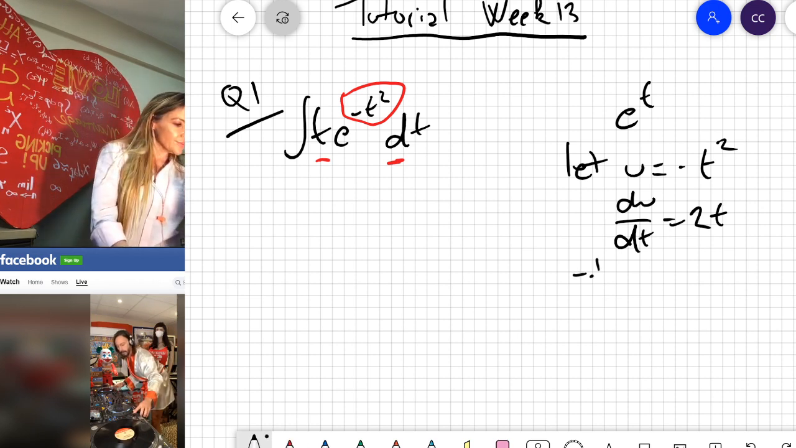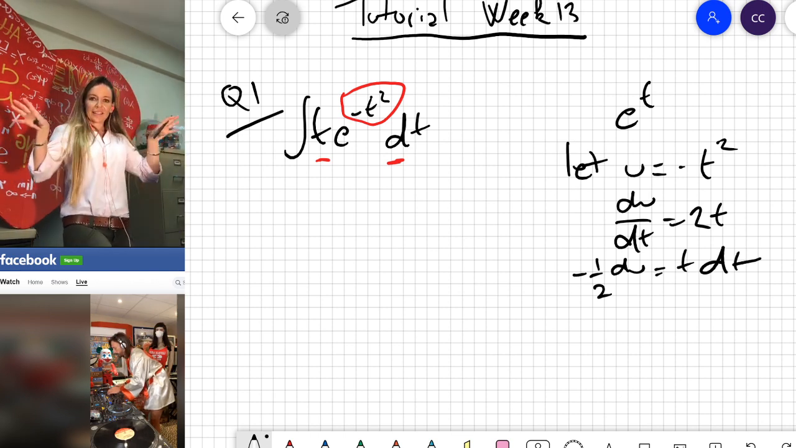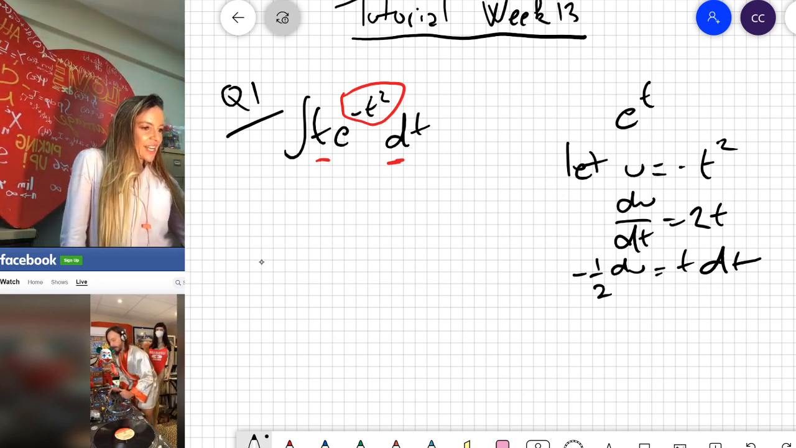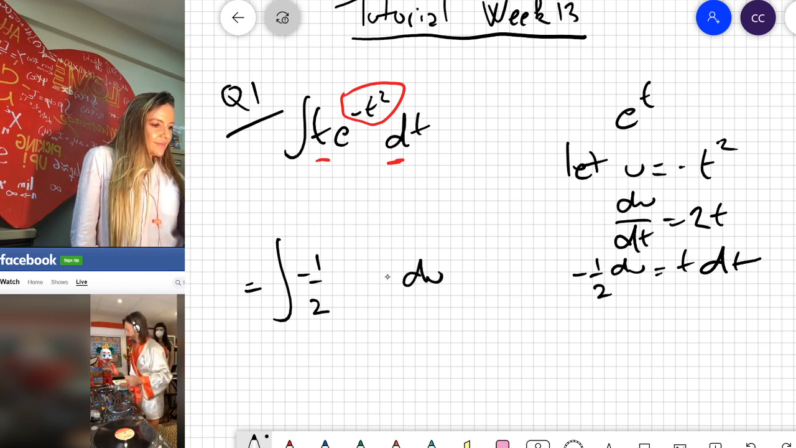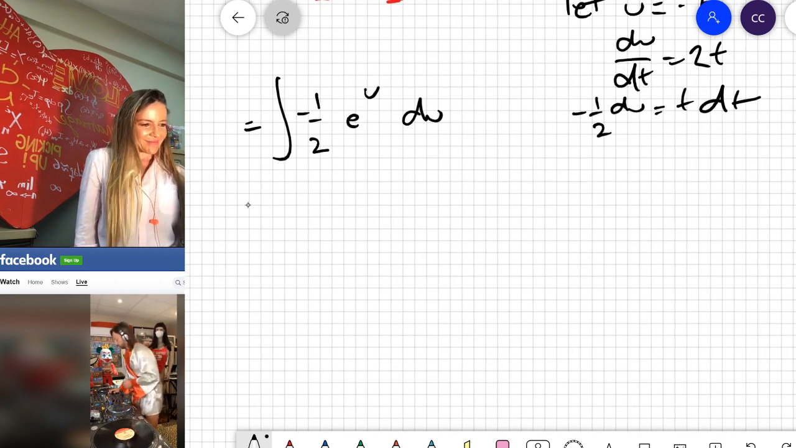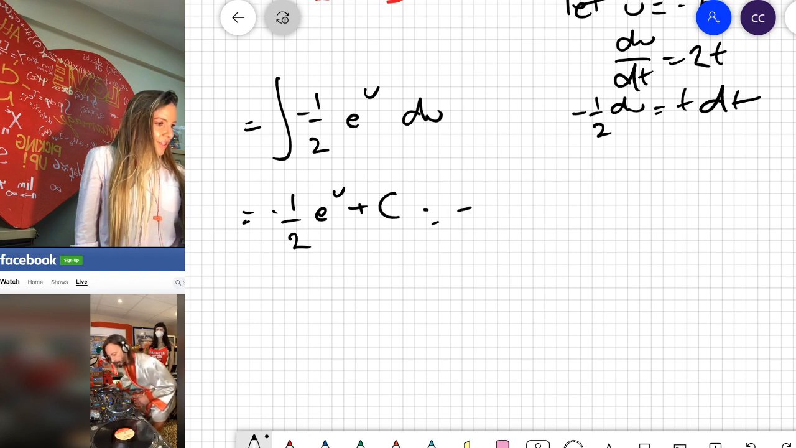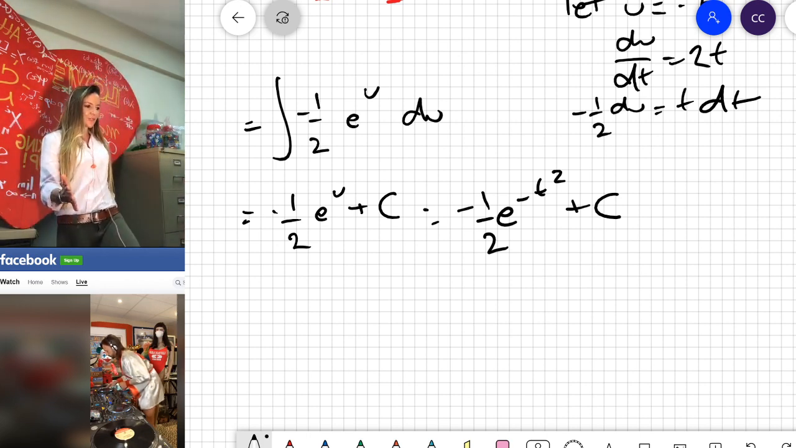Try to keep your variables in their own camps. So you see a t dt. We know how to integrate this. But the original question is in t, so it's always polite to put it back into the original variable.